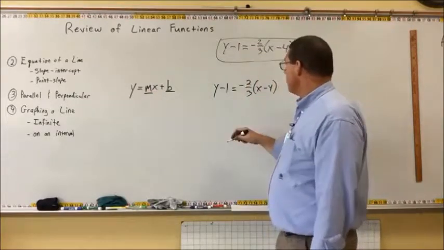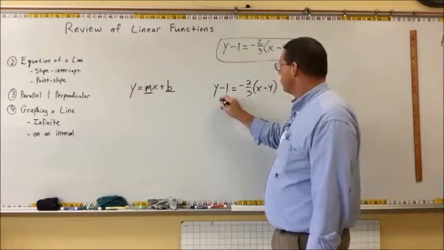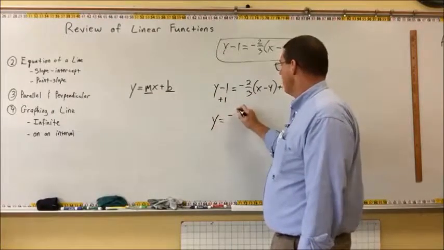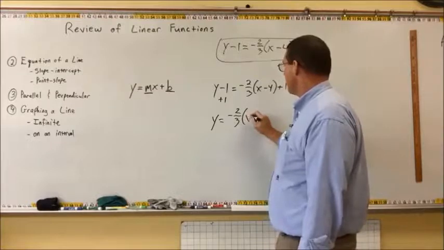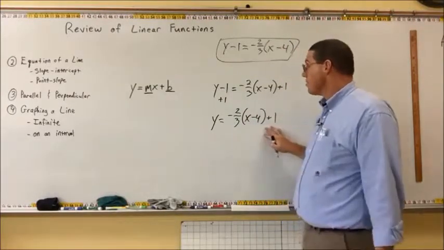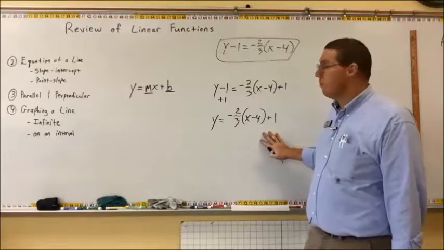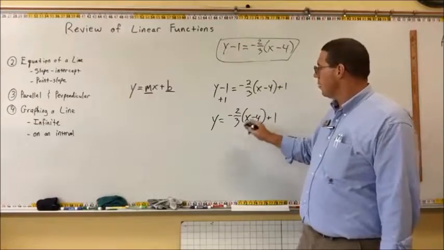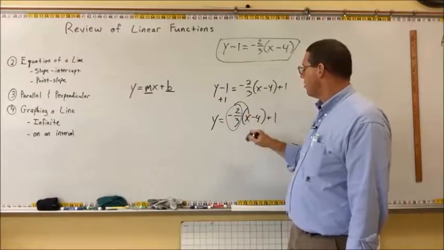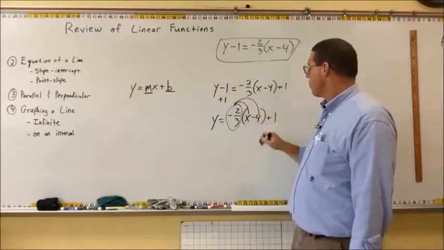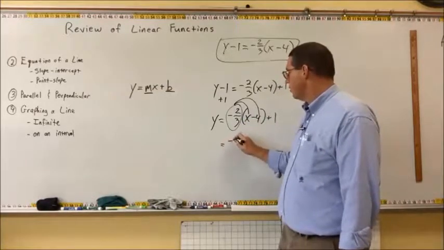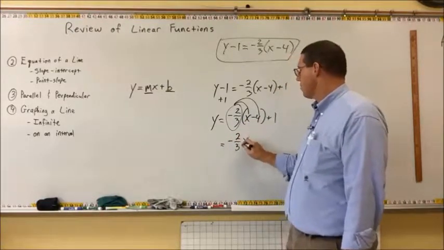Now, one really easy thing you can do here is just add 1 to both sides. And now you have y equals negative 2/3 times x minus 4 plus 1. All right? And this is almost in slope-intercept form. Here, we're going to have to distribute the negative 2/3. We're going to have to do negative 2/3 times x, and then negative 2/3 times negative 4. So negative 2/3 times x, well, that's just negative 2/3 x.